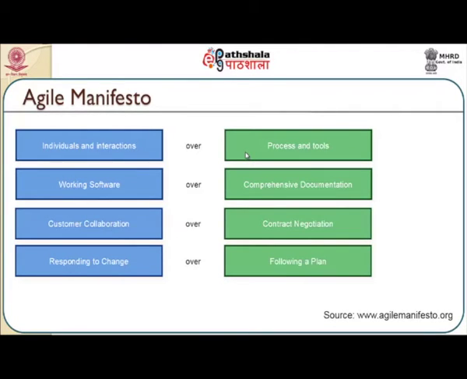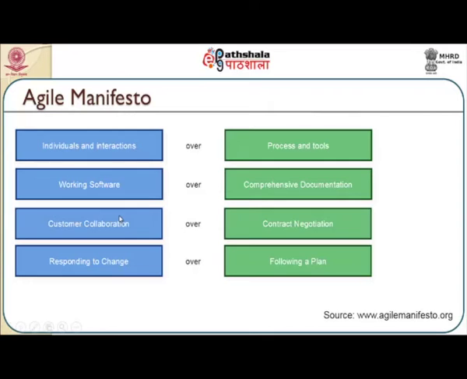Now we will look at the Agile manifesto, and how this has converted from a traditional approach. Agile basically works on individuals and the interactions among these individuals, not on processes and tools that are already available. Agile focuses more on working software rather than comprehensive documentation. It is mostly about how I develop the software, how effective it is, how much it is working, and my concentration is not on the documentation aspect of it.